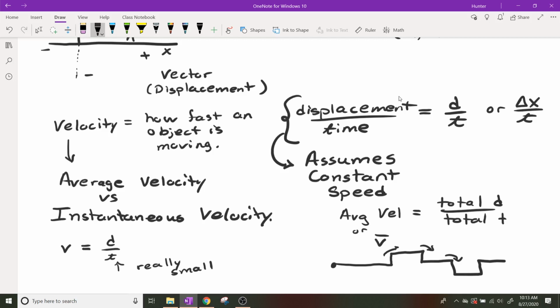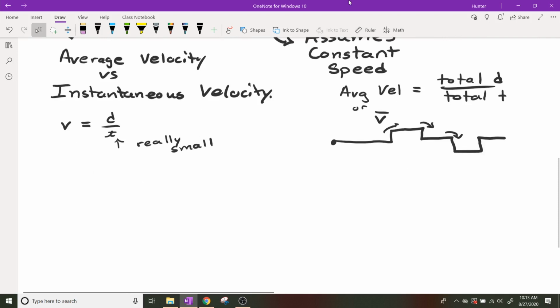Let's say that you start at point A and then you go to point B and you travel just a straight line distance, nice and easy. And on the way there, you go at 20 meters per second. And let's say that it takes you, I don't know, 2 hours to get there.